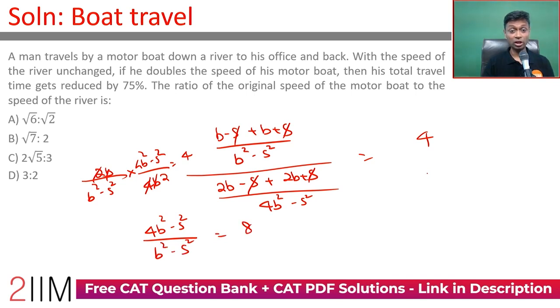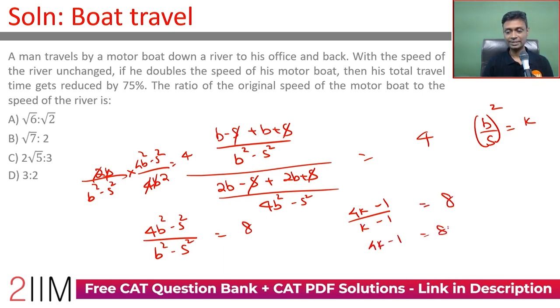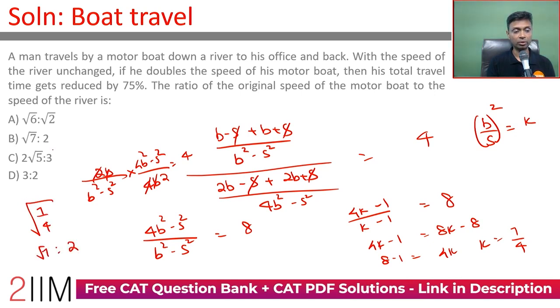We want to find the original ratio of speed of motorboat to that of river. We want to find B by S. Let's say B by S, the whole square, is equal to K. This is 4K minus 1 by K minus 1 is 8. 4K minus 1 is 8K minus 8. 8 minus 1 is 4K, or K is 7 by 4. So the ratio we are looking for is the square root of 7 by 4, or root 7 is to 2.